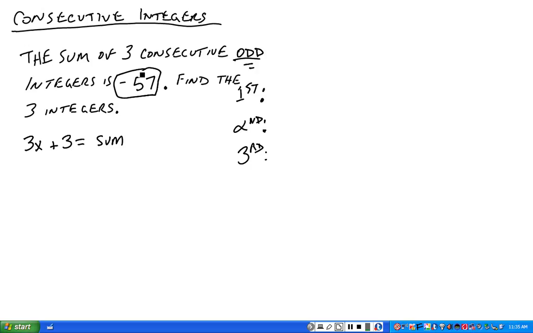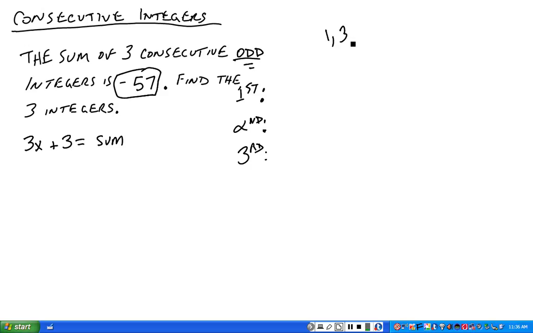Okay, so I changed it up a little bit. Still talking about consecutive integers, but now we're saying the sum of three consecutive odd integers is negative 57. So before we establish what our first, second, and third terms would be, or the notation for our first, second, and third integers, let's just look at some numbers that fit this description. So three consecutive odd numbers.